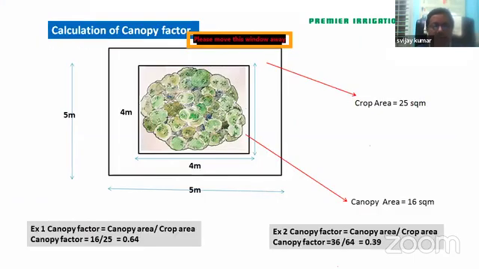I'll just show you the thing. See here, this is the canopy. You have a 5 meter by 5 meter area, out of which a 4 meter by 4 meter area is being covered. So what is the percentage of canopy factor? 4 into 4, 16, divided by 5 into 5, 25. So the canopy factor will be 64%. That means the crop is covering only an area of 64% of the 100% area.